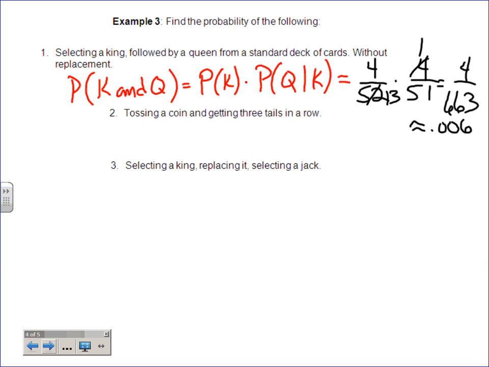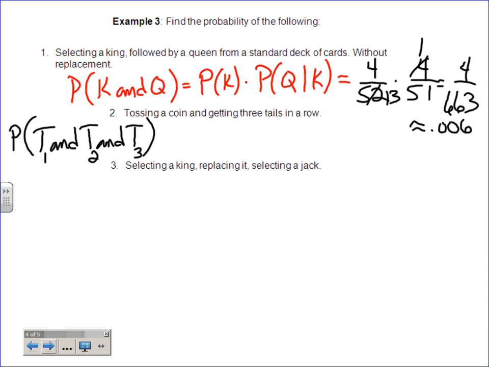How about tossing a coin and getting 3 tails in a row? So the probability of tail and tail and tail. Again, it'd be tail 1, 2, and 3, we'll call it. Now, technically, if you went with that formula, you would have to do tail 1 and tail 2 together first, and then take that answer with tail 3.